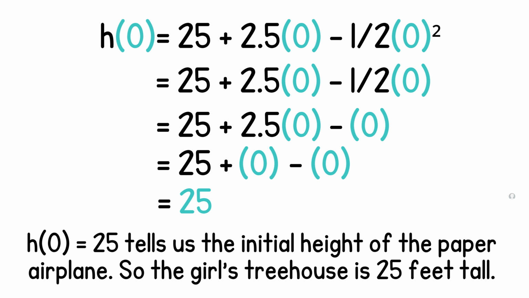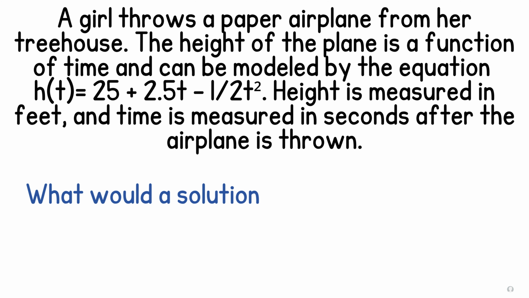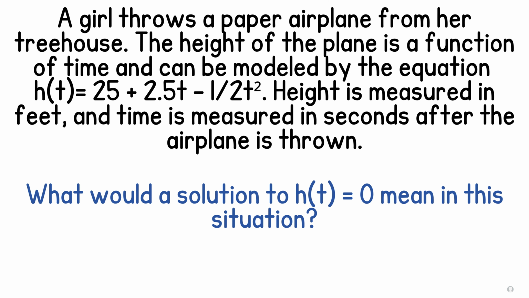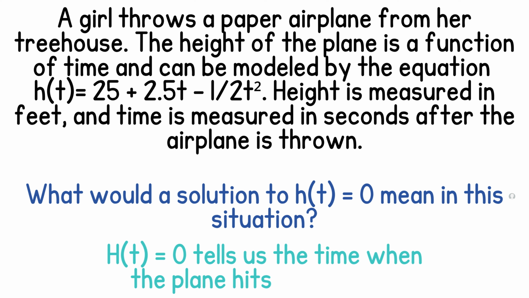So the girl's treehouse is 25 feet tall. Now we're going to decide what a solution to h of t equals 0 would mean in this situation. h of t equals 0 tells us the time when the airplane hits the ground. This is because 0 represents 0 feet.